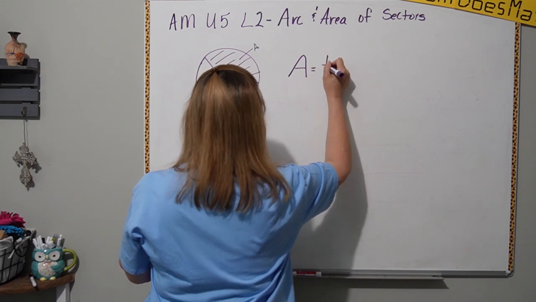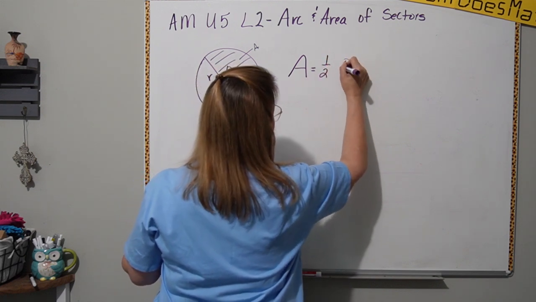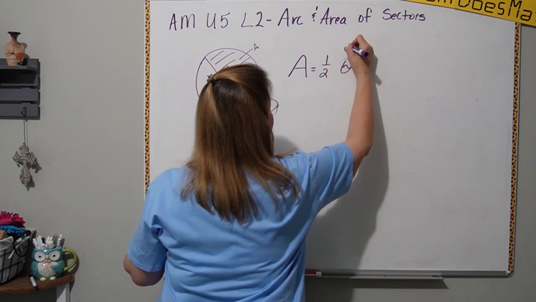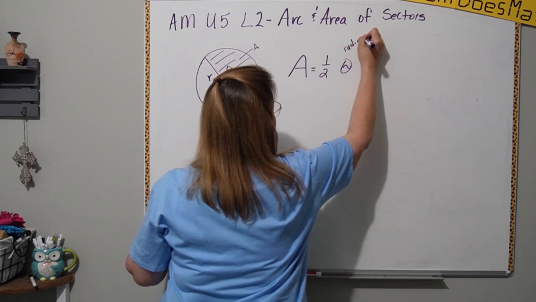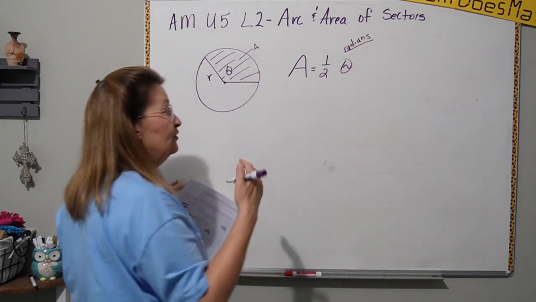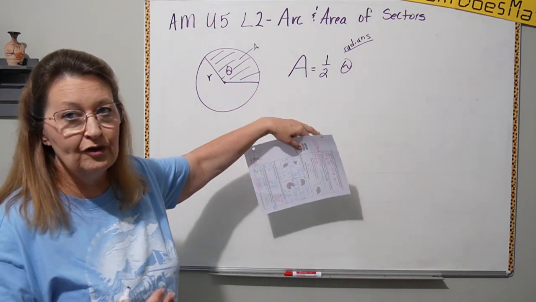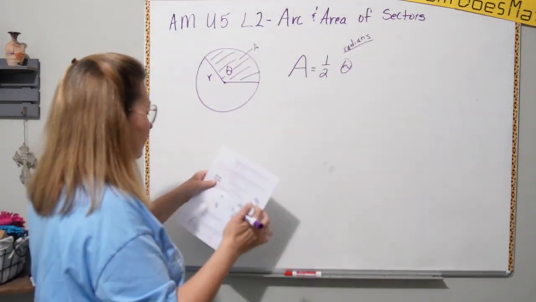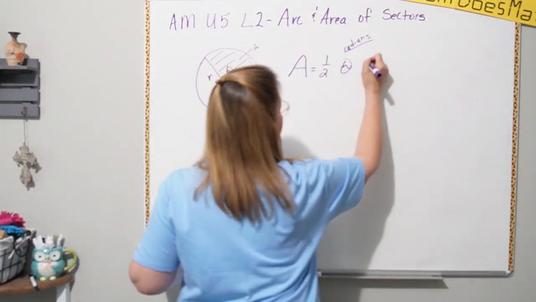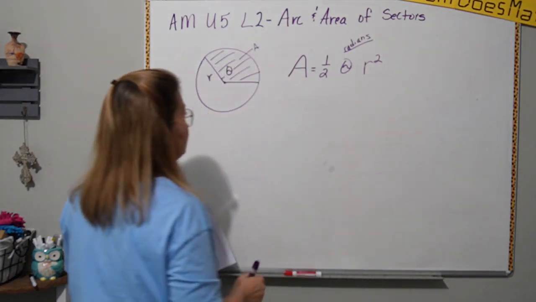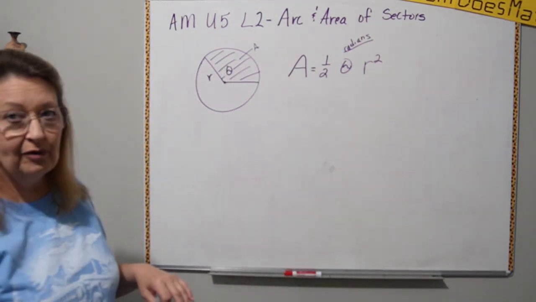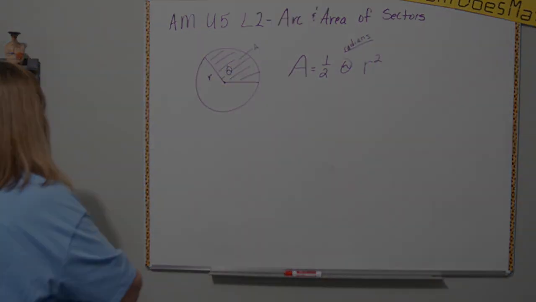That area is equal to 1/2 times theta, and once again that theta has to be in radians, or what you find is going to be in radians, so you would convert it one way or the other, times r squared. There's our formula. So let's grab a problem and see what that's going to look like.